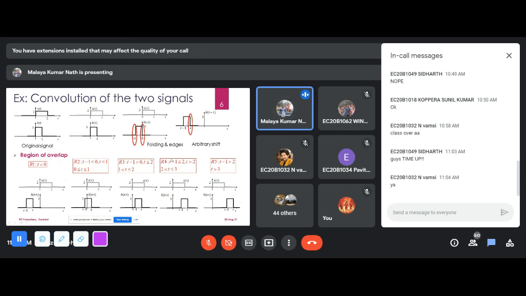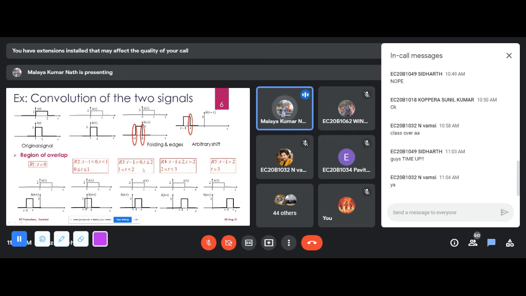Then your R4 will be t minus 1 is less than or equal to 2 and t is greater than 2. So this is again a partial overlapping. If you simplify this, it will give rise to 2 is less than t is less than or equal to 3. Then R5, that means t minus 1 is greater than or equal to 2. So t will be greater than or equal to 3. So these are called your different regions.